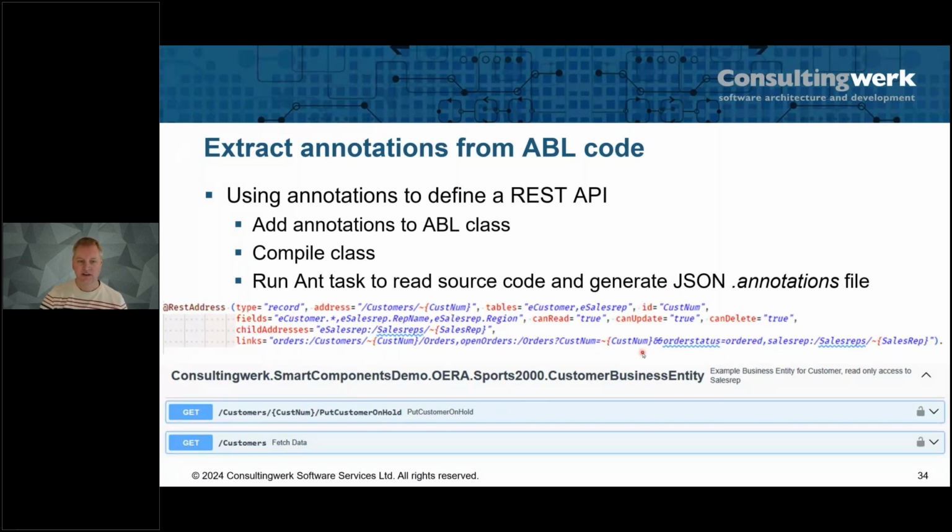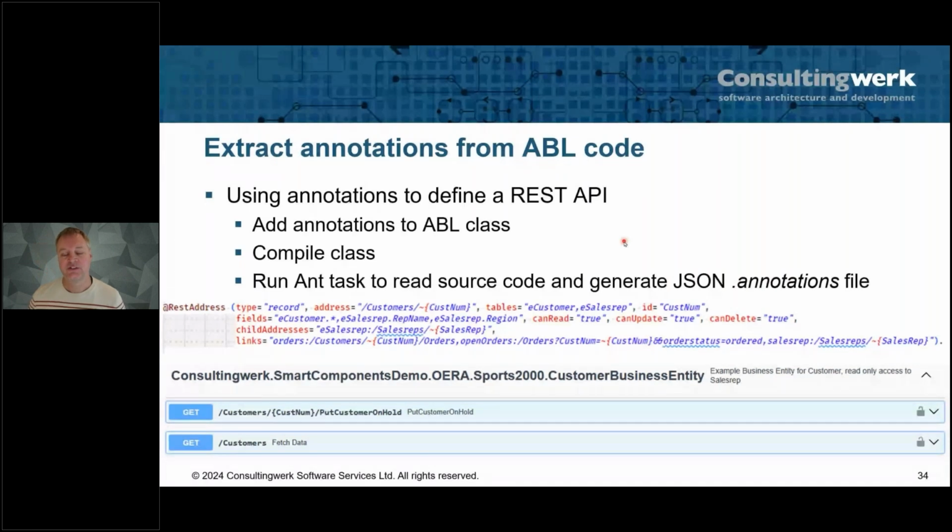You can see this defines what the URL is, what's exposed, and what the operations are. Compile the class, and then we run an ANT task to read that source code, a PCT task, and generate another file, a metadata file, .annotations. And largely we do this because in the AVM, we don't have access to those annotations in our code. And that allows us to generate, for instance, a Swagger page off that.